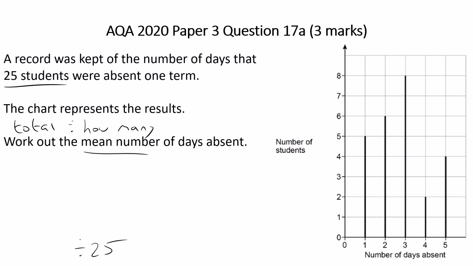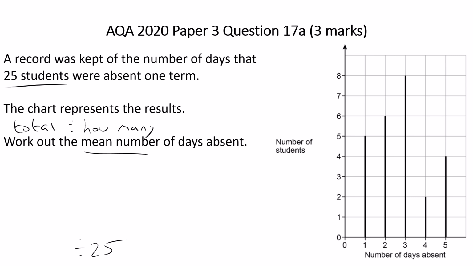Okay, now the difficulty here is we don't have all 25 students written out on a list. So you could sit there doing that and going 1, 1, 1, 1, 1. So there's 5 students who've had 1 day off. Then you could do the same for 2, but that's going to take you a while. So what we'd do instead is work out the total for each bar.